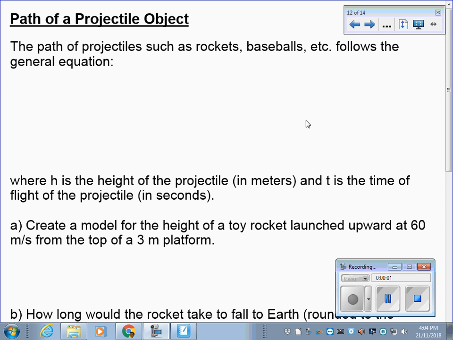Today what we're going to do is take a look at the path of a projectile object. So that's anything that's flying through the air: a ball, a person, you know, your pencil.